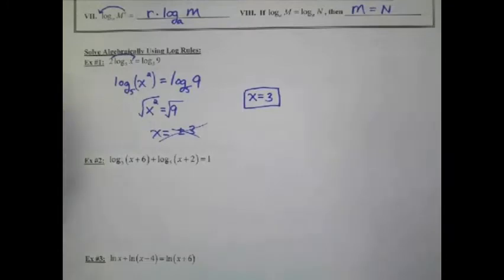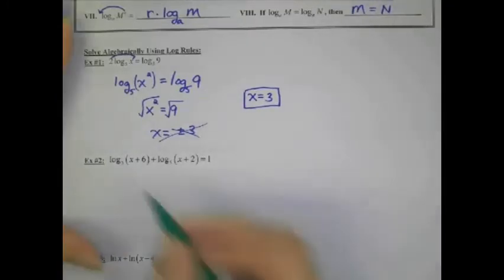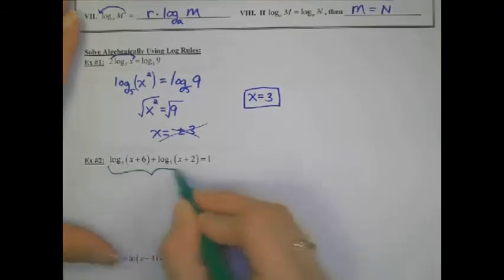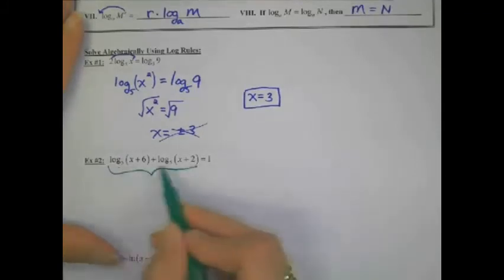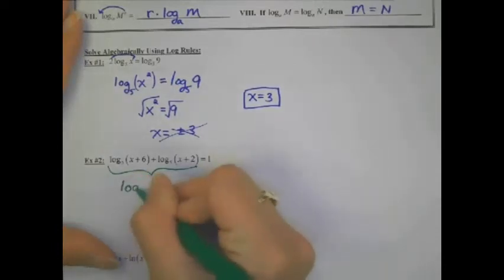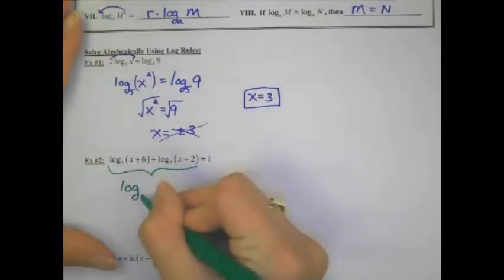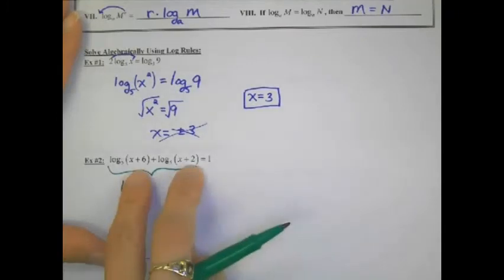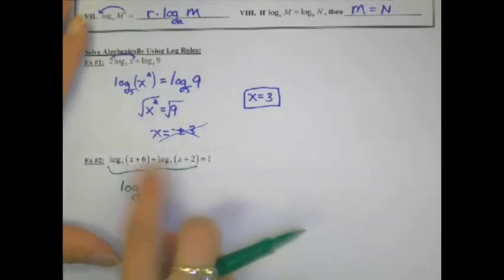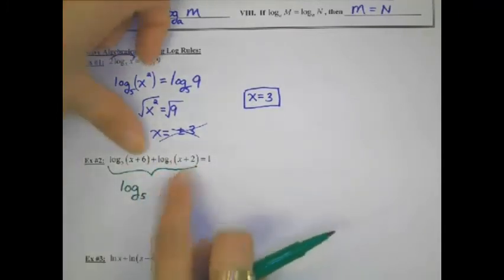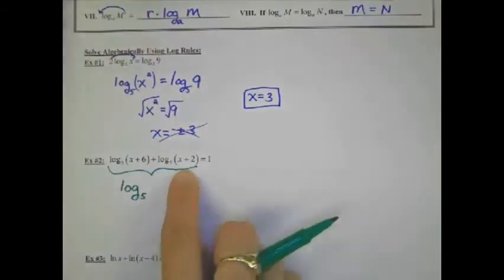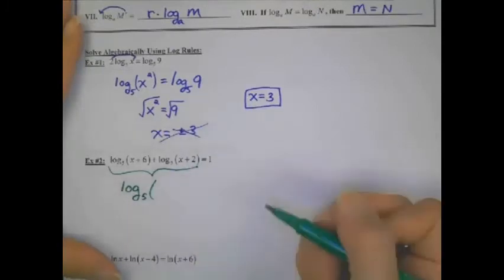When there's logs all over the place, it might be a good idea to combine them. So let's go ahead and put these two logs here together. Since they're both base 5, you can combine two logs to make one log with base 5. Now, what am I going to do to those of's? Since the logs are being added, you're not going to add the of's. We're going to use rule number 5 that says multiply the of's.